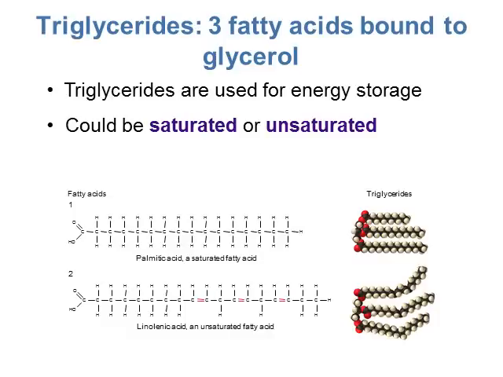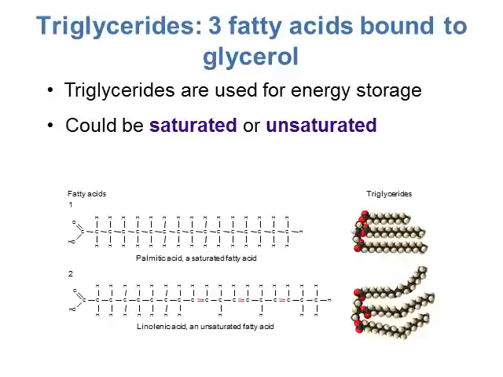So the triglycerides, they're made up of 3 fatty acids, so 3 carbon-hydrogen chains, and those 3 fatty acids are bound to a glycerol molecule. So like I mentioned, triglycerides are used for energy storage. They can either be saturated or unsaturated. Saturated fatty acids are when the carbon chain is completely straight. And these saturated fatty acids are solid at room temperature, so they're usually found as animal fats.